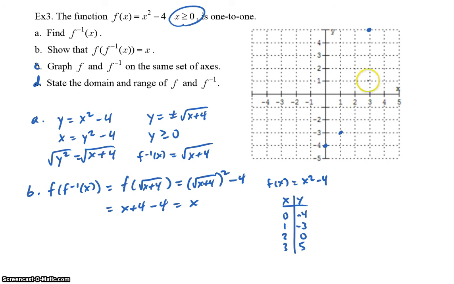This is half of a parabola with vertex at 0, negative 4.